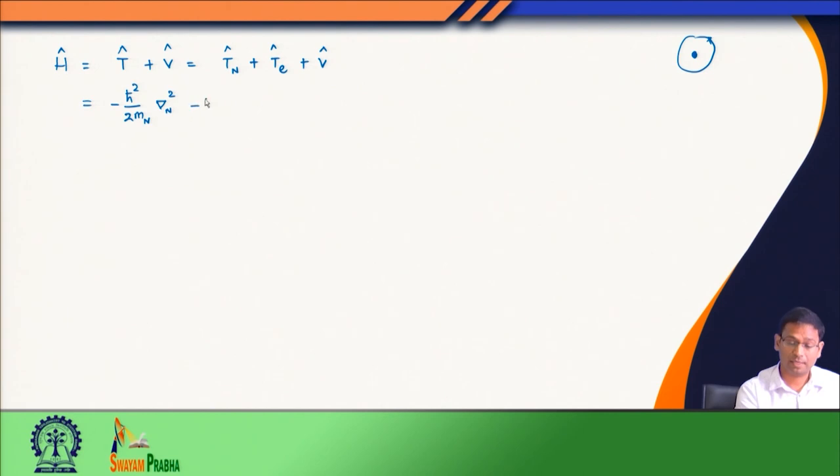Similarly, for the electron's kinetic energy, we can write down, where m_e is the mass of the electron, and this is the Laplacian corresponding to the electron's position or the electronic coordinate. Then we have the potential energy, which is a Coulombic attraction between the electron and the nucleus, and this is what we have obtained. So, while discussing this Hamiltonian, we of course, separated this Hamiltonian, since we had a two particle system here.